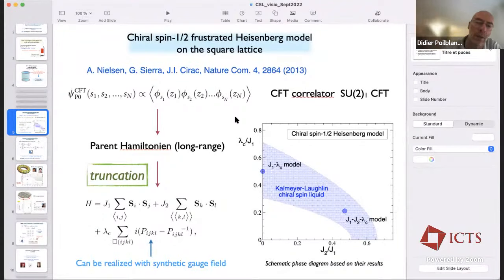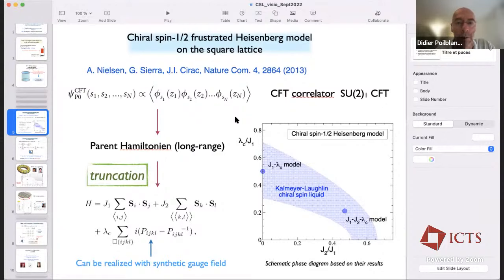But we don't know how it goes when you turn on the finite lambda c, so it's not clear. Now on the Kagome lattice, the new result by Sen Yu and collaborators is that there is a small critical lambda c, smaller than 0.1 in units of J1, to stabilize the chiral spin liquid phase. But on the square lattice, I don't know. I don't think we can claim anything.